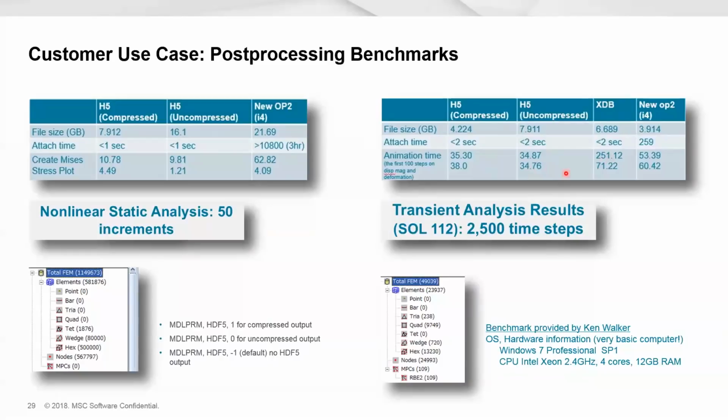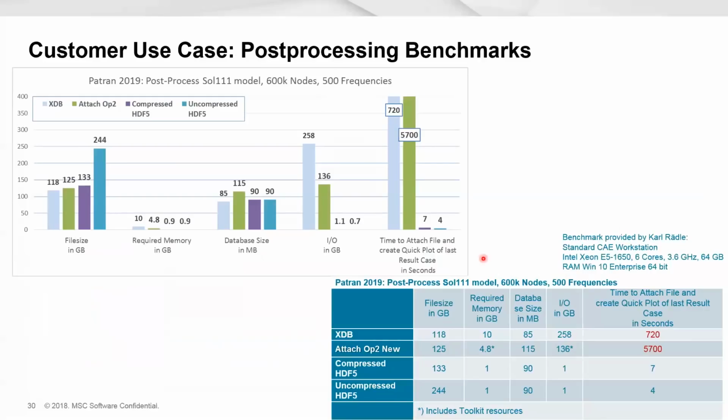On the next slide, you see a benchmark problem from Europe, which I got from Carl Reilly. And in the upper left corner, you see this chart, and there we have 3 interesting things. File size in gigabytes does not matter. Everyone has enough disk space. But the required memory in gigabytes, the memory peak when you access these results, this is interesting. So with XDB, you need 10 gigabytes, and with uncompressed or compressed HDF5, 0.9.